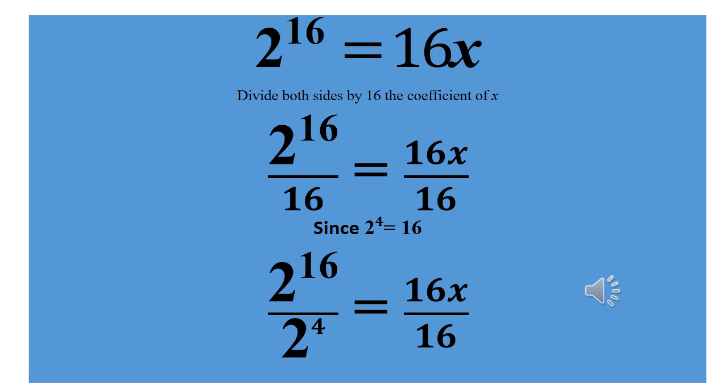Now, since we have 2 raised to power 16 equals 16x, we can divide both sides by 16, the coefficient of x on the right side of the equal sign. So we have 2 raised to power 16 over 16 equals 16x over 16. Now, since 2 raised to power 4 is the same thing as 16, that is 2 in 4 places gives us 16, we can plug in 2 raised to power 4 in place of 16. So we have 2 raised to power 16 over 2 raised to power 4 equals 16x over 16. On the right side, we don't change that 16 to 2 raised to power 4 so that we can cancel out the 16.